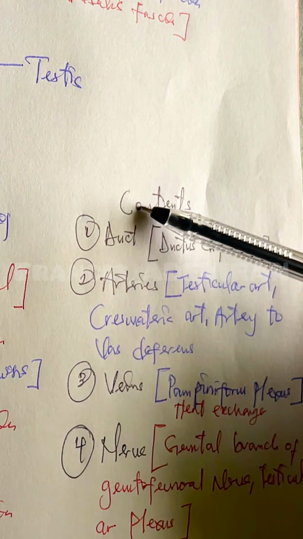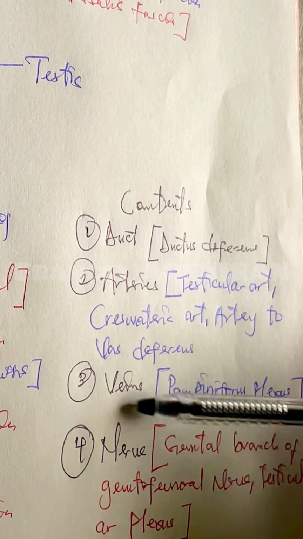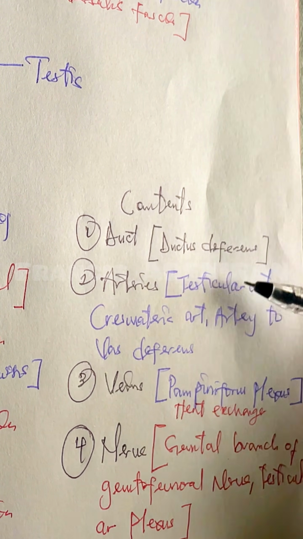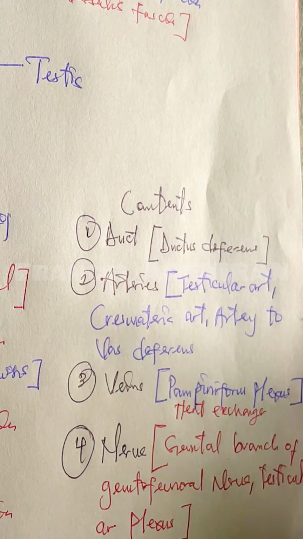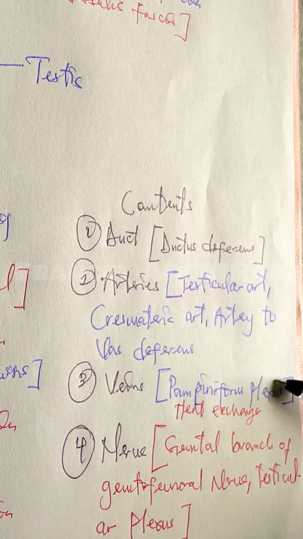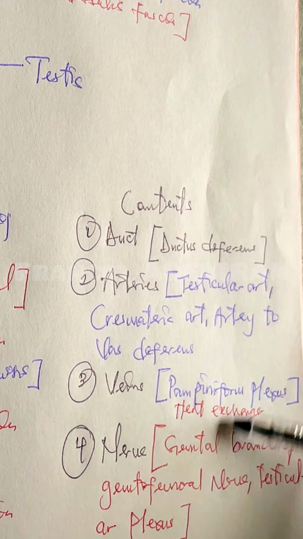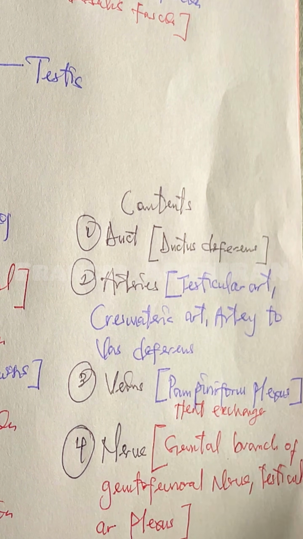Once again, we have ducts, arteries, veins, nerve: ductus deferens, testicular artery, cremasteric artery, artery to vas deferens, pampiniform plexus for heat exchange, then the genital branch of the genitofemoral nerve and testicular plexus. So let's go to the lymphatics.